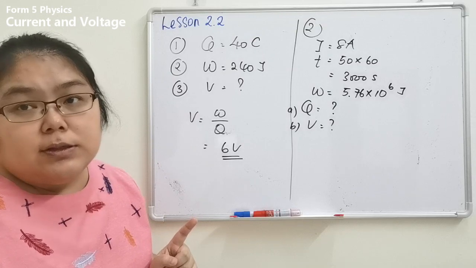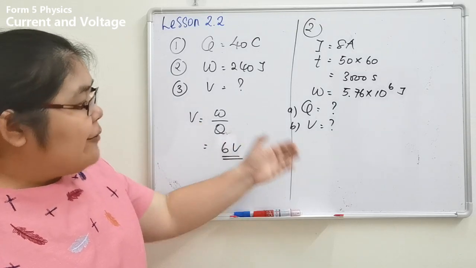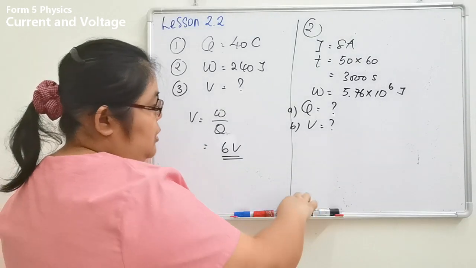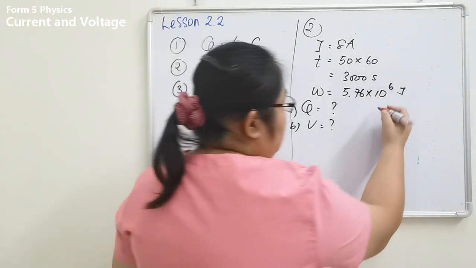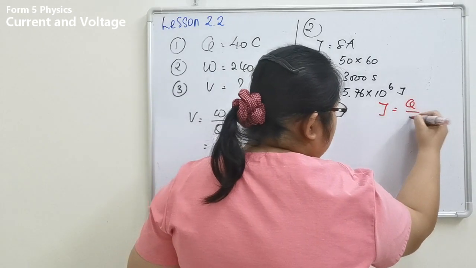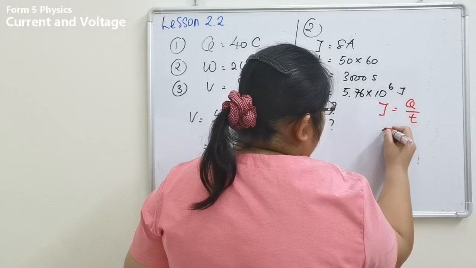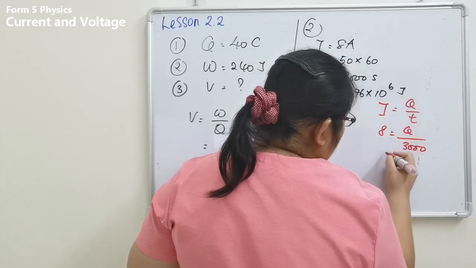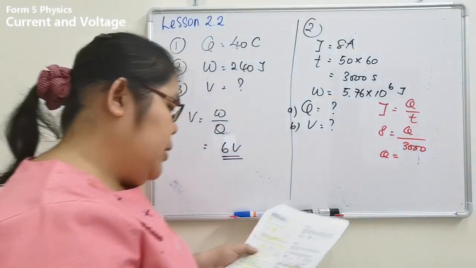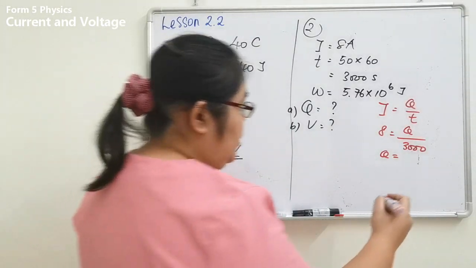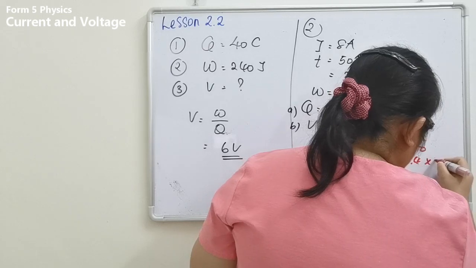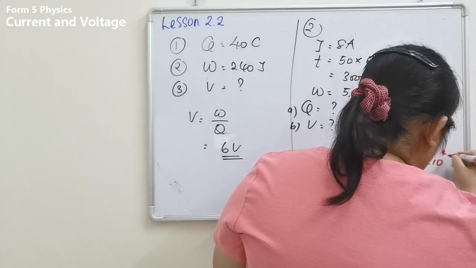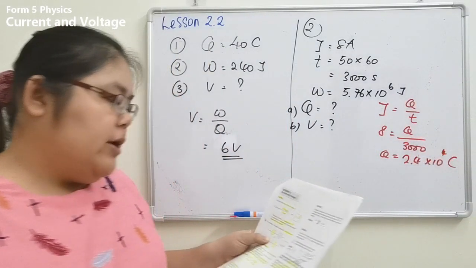I find the Q first. Okay, with the current formula we find the Q. After that apply the Q here, then we can find the V. So we do it now. Okay, current equals Q over T. So that means the current is 8. The time taken is 3000. So I get the Q first. Okay, Q, the answer should be 2.4 times 10 to the power of 4 coulomb. Okay, I found the Q already.